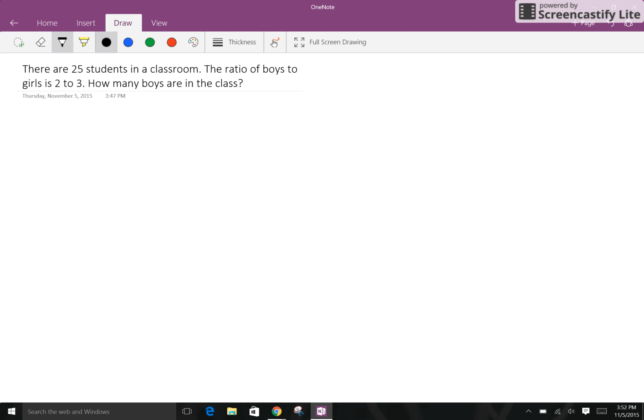So if you have a ratio of 2-3, that means that you need to draw 2 boxes and then 3 boxes. So again, the first thing you need to remember is that the ratio is the boxes. Then you need to label each of your rows. So you have the ratio of boys to girls. So your boys are the 2, and then your girls are the 3.